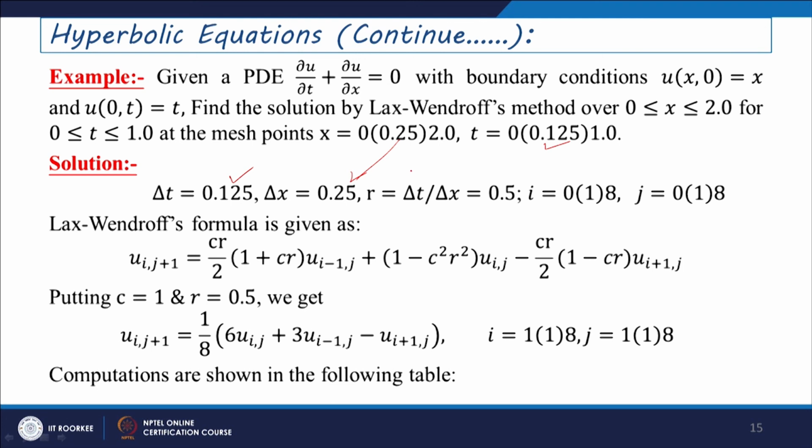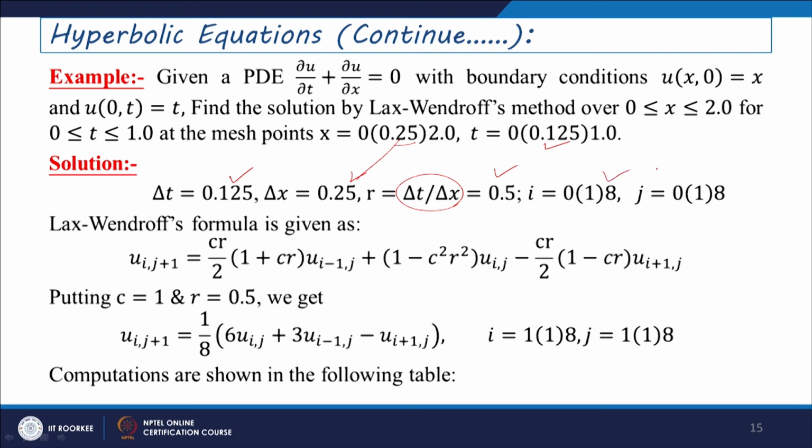So, we can define r as del t by del x, which is 0.125 by 0.25. That is why this value is 0.5 here, and i varies from 0 to 8 and j varies from 0 to 8. Since our increments are of 0.25, up to 1 we will have 4 steps and up to 2 we will have another 4 steps. So, the total is 8 steps.